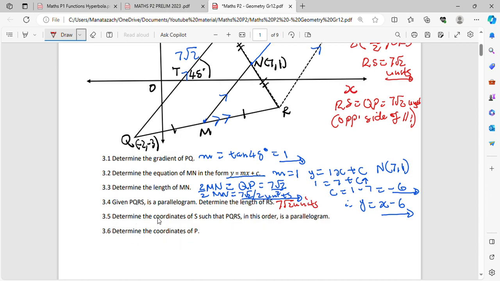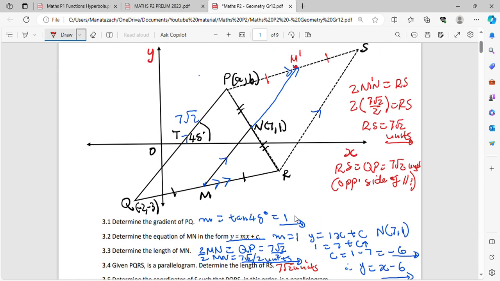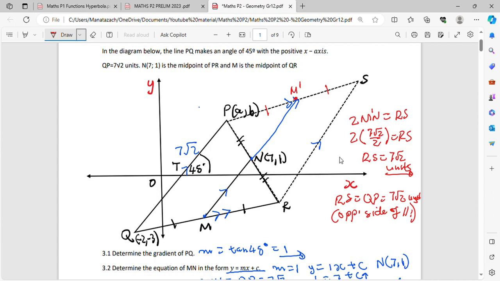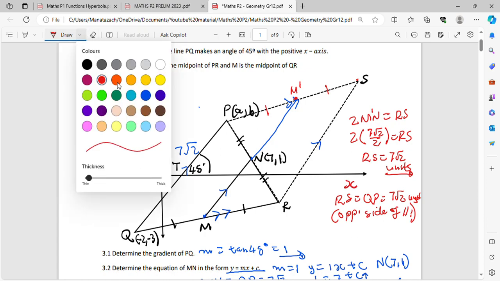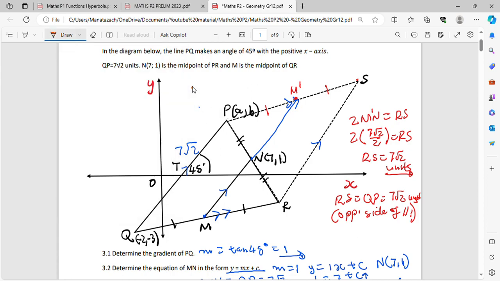Determine the coordinate of S such that PQRS in this order is a parallelogram. So now let's calculate the coordinate of S. How are we going to do that? Okay, now let's choose a different color. Let's choose a purple color. In fact, let's choose an orange color.